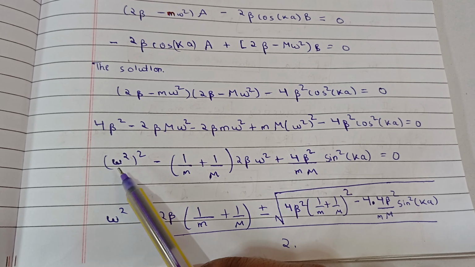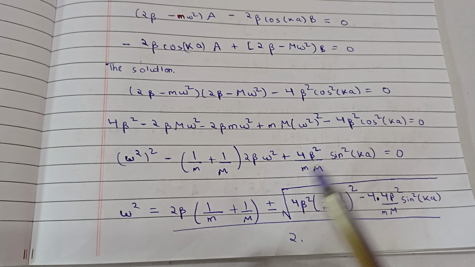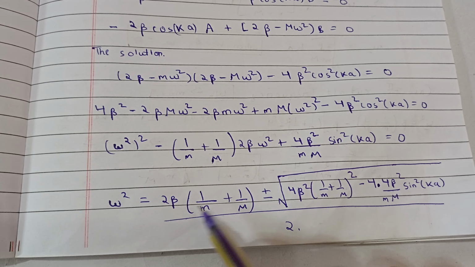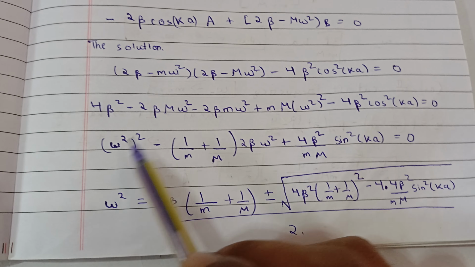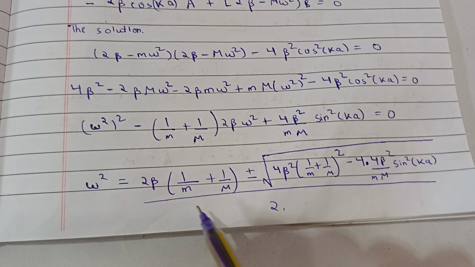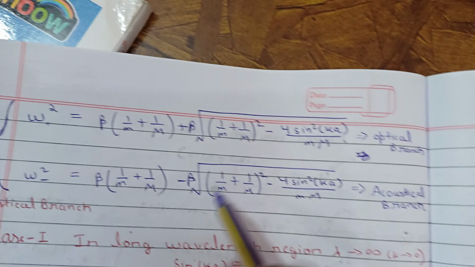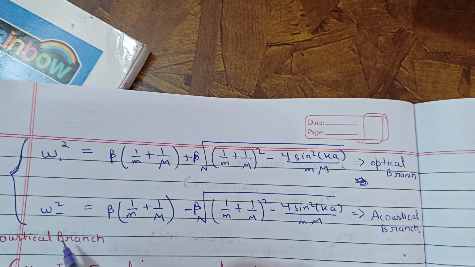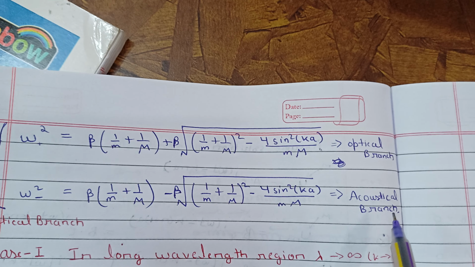So from here you can find the omega square just using the formula minus b plus minus root b square minus 4ac divided by 2a. So omega square equal to this. From here we just substitute the values, that is minus b plus minus root b square minus 4ac divided by 2a. Now take the 4 common and 2 will cancel out from here, you will get something like this. So we get the two equations or the two roots, that are omega square equal to this, omega square equal to this. This one we call the optical branch, this one we call the acoustical branch.